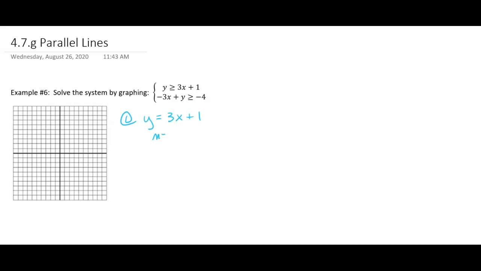Slope is 3, y-intercept is 1, graph the 0, 1, count up, make your slope 3 over 1. Count up 1, 2, 3 over 1, 1, 2, 3 over 1, or down 1, 2, 3, back 1. Okay, solid line. It's got the equal to part. Right, so we'll graph that.